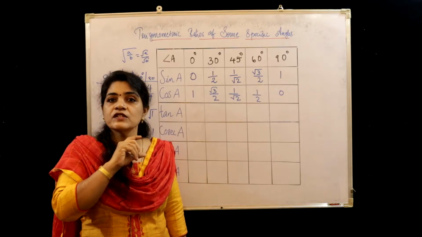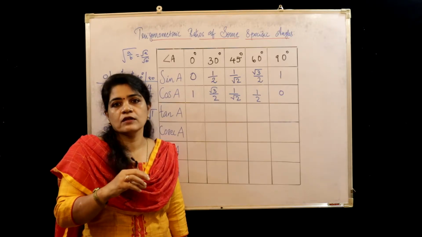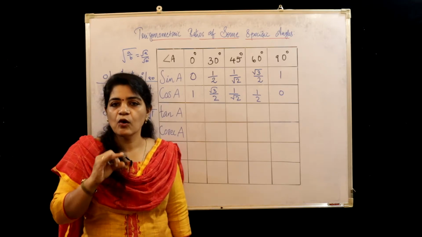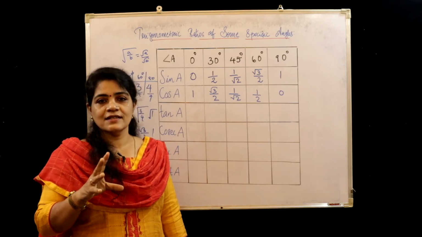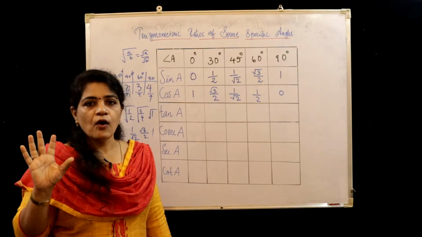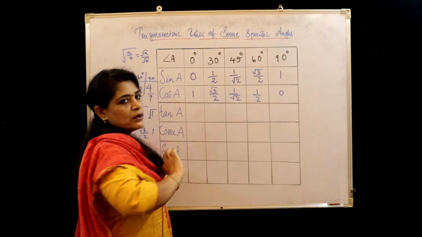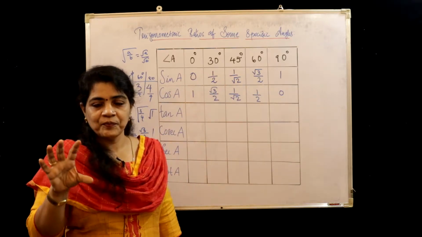These are the values of sin. Just reverse its order in order to get the values of cos: cos 0, cos 30, cos 45, cos 60 and cos 90. It is clear, children? Okay, then when you look into this, children, 1 by root 2 and 1 by root 2 both are the same.